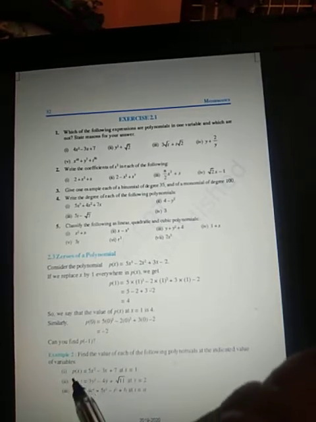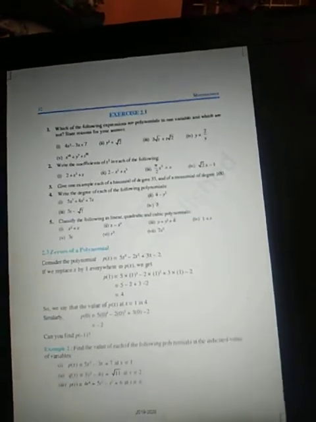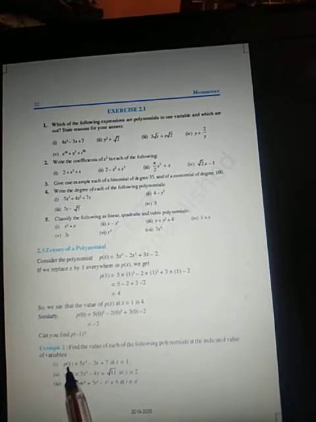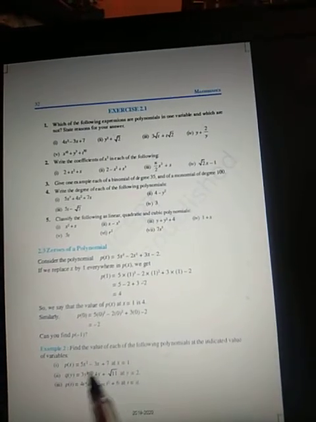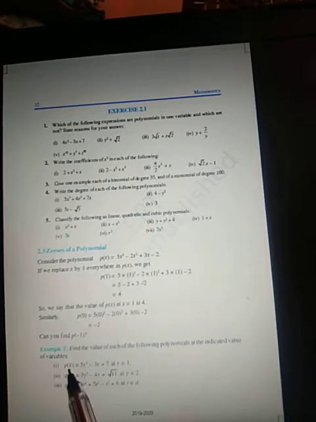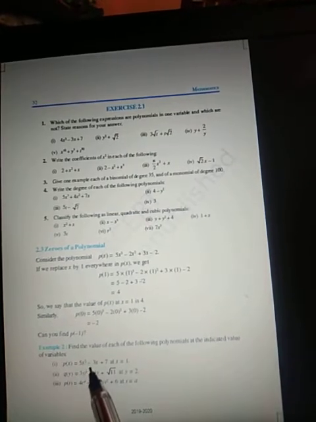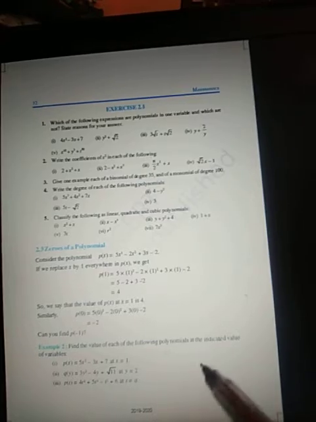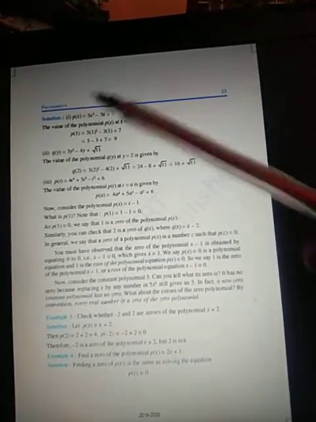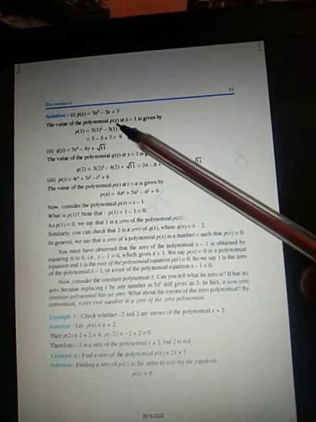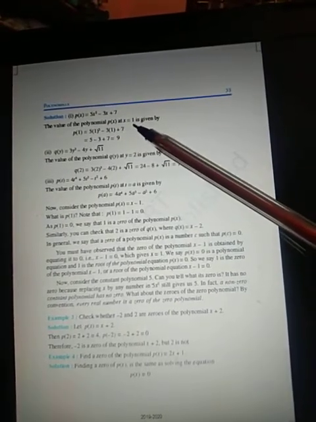You can see that p of x is equal to the expression they have given, and x is equal to 1, so we can substitute here. So 5 power minus 3 plus 7. By solving this we can get the value. See, they have solved this one, p of x at x equal to 1.